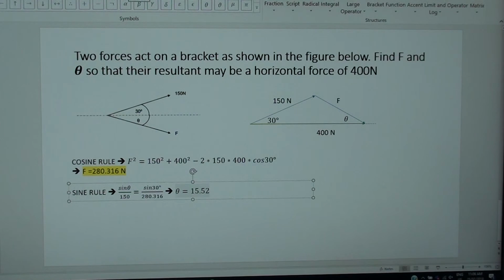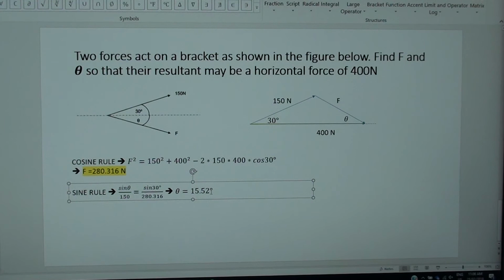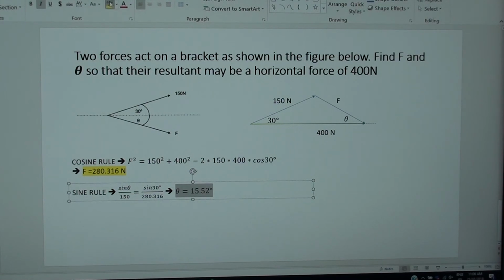15.52 degrees. And if you have some concerns about how to simplify this equation to get the answer for theta, you can see me in class and we can work it together and we find you how to do it. So this is the answer for what we were trying to determine earlier. So to sum up, we needed to find the F value and theta value for this question.